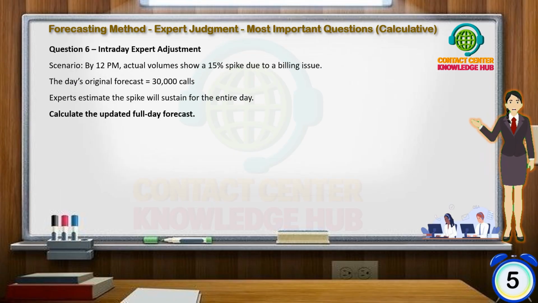Let's solve question 6. Intraday expert adjustment. Here's the scenario. By 12 p.m., the actual volumes are showing a 15% spike, and the reason is a billing issue. Now, the original full-day forecast for today was 30,000 calls. If the spike will continue for the entire day, meaning it's not just a short-term burst, it's a sustained uplift. Calculate the updated full-day forecast. Think for a moment.